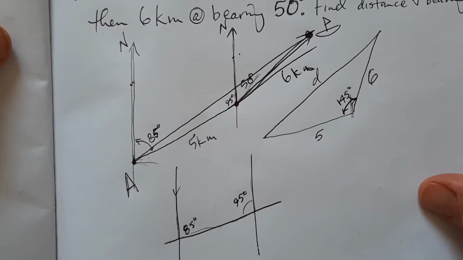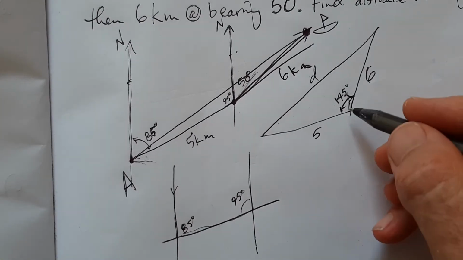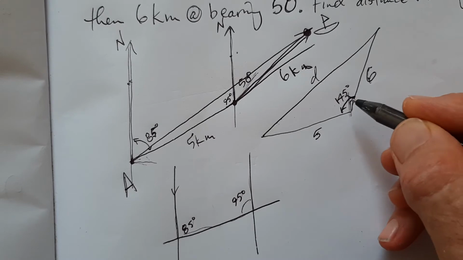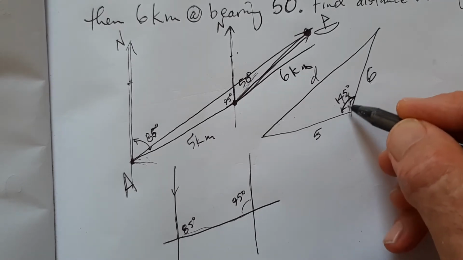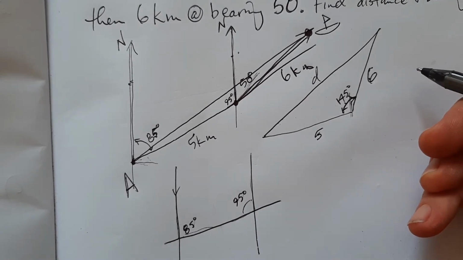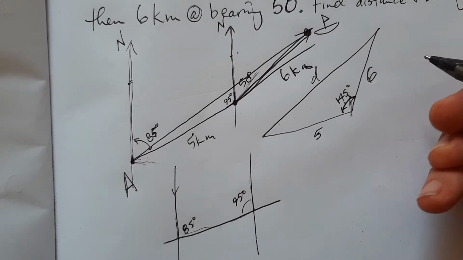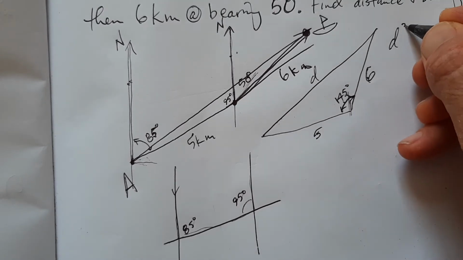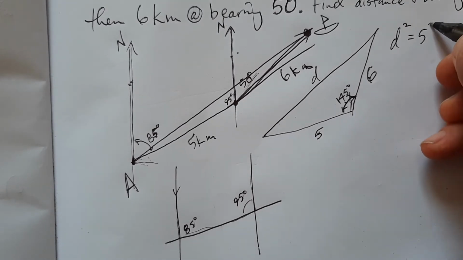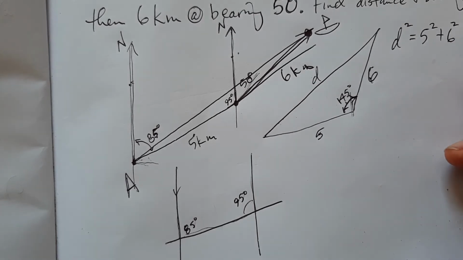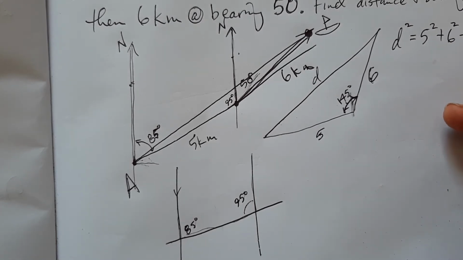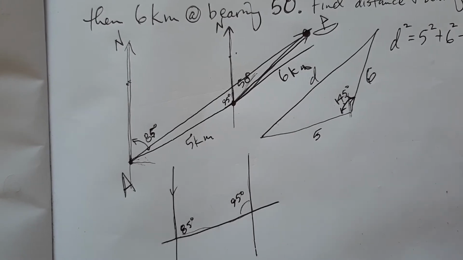Oops, I'm a little off the page. Okay, I've got two sides with the included angle, the angle between them. Ding, ding, ding. What does this tell me to do? D squared equals 5 squared plus 6 squared minus 2 times 5 times 6 cosine of 145.